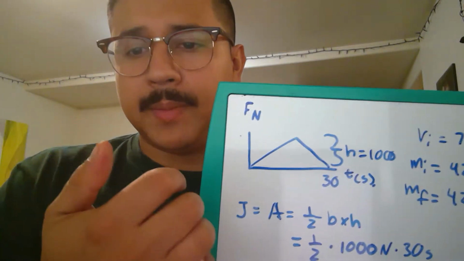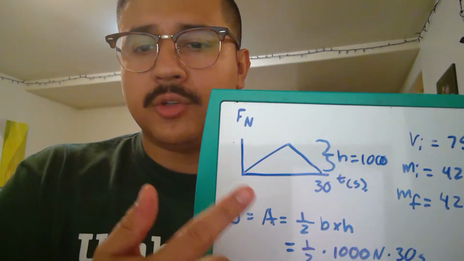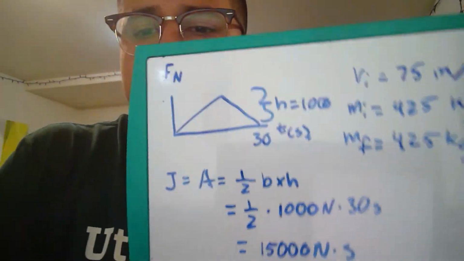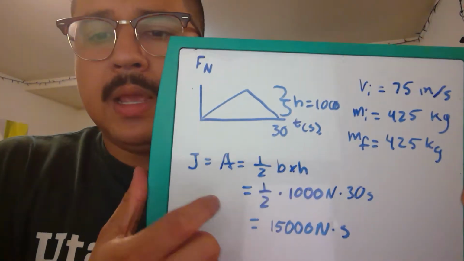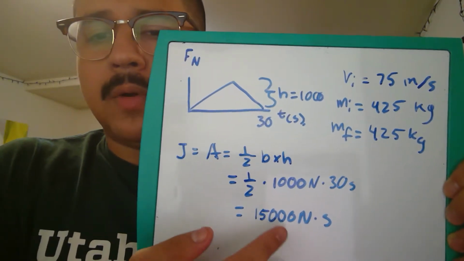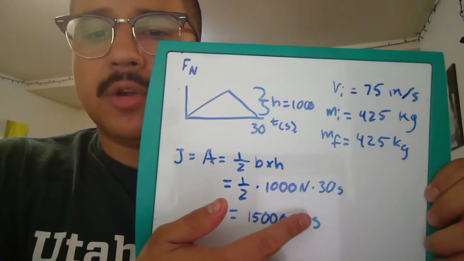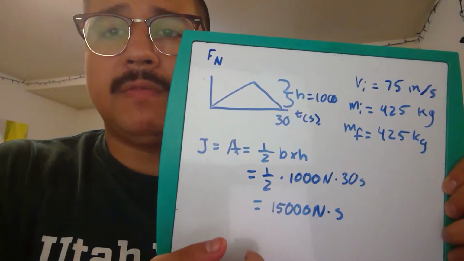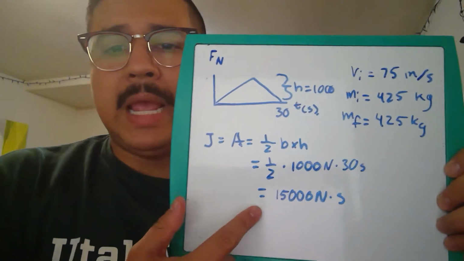Usually we just do base times height because a lot of the graphs they give us are a solid square. But because it's a triangle, we're going to use that the area is equal to 1/2 times base times height. Our height is 1,000 newtons, and our base is 30 seconds, as denoted by the graph. And so we're just going to multiply those together to get 15,000 newtons times seconds for our impulse.